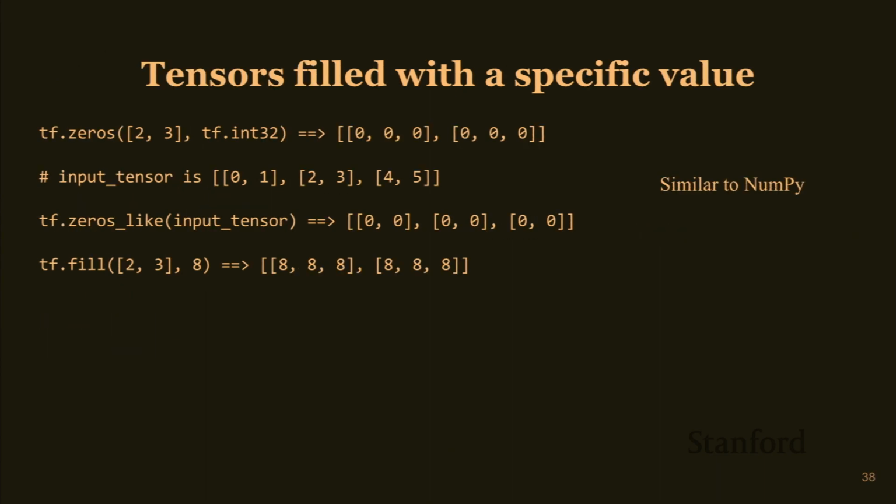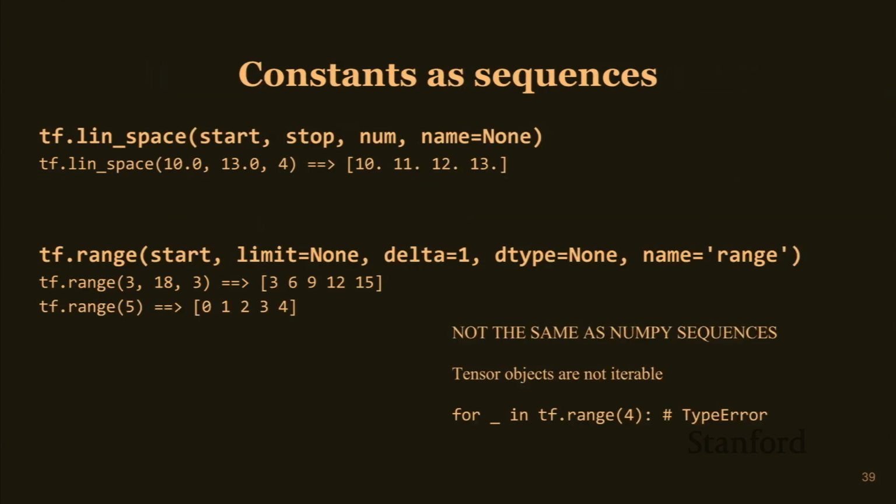You also have some ops to make it easier to create a tensor of a certain value, like zeros, or zeros_like. Then you create a tensor with the shape and the type of another tensor, but fill everything with 0. You can also create constants as sequences, like linspace and range. But remember that tensors are not iterable. So if you write something like for _ in tf.range, as in NumPy, it will not work because you cannot iterate tensors. Of course, it will change with eager execution, but we are not covering it right now.